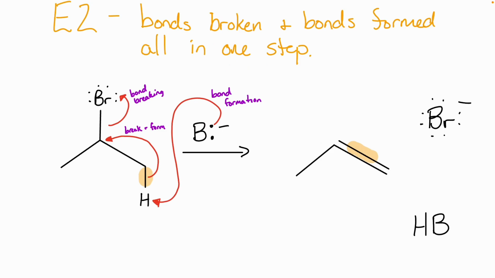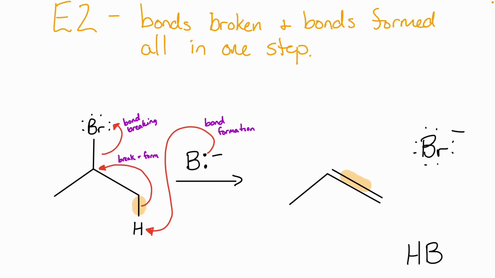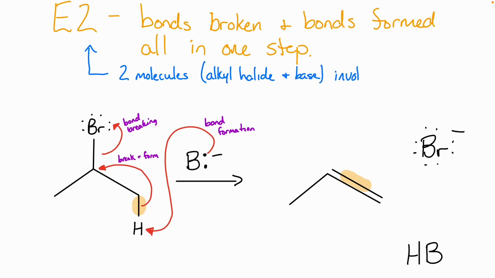Okay, and again, we call this an E2 mechanism, analogous to an SN2 mechanism. It happens all in one step, just a one-step reaction here, one-step mechanism rather. So where does the 2 come from? Similar to before, there are these 2 molecules, the alkyl halide and the base, involved in that first step.